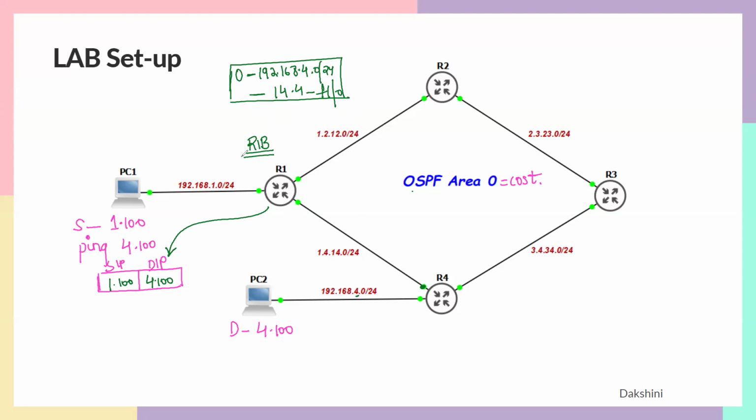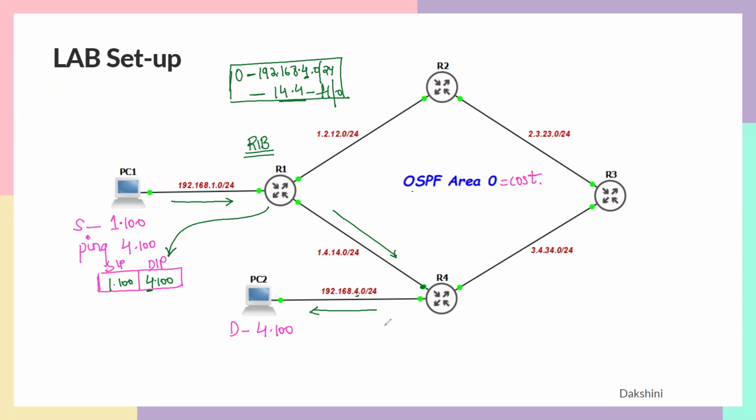So when the router receives this packet, it will check the destination, 4.100. It will check for the network 4. So on the basis of the routing information, it will forward the packet towards its next stop, that is 14.4. So in this case, the packet will go like this. From router 1, it will go towards R4, and router 4 will send this packet towards PC2.